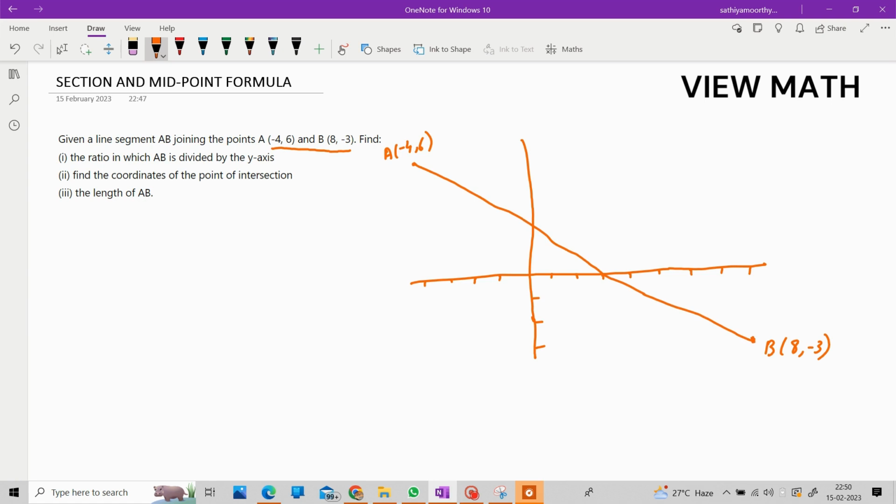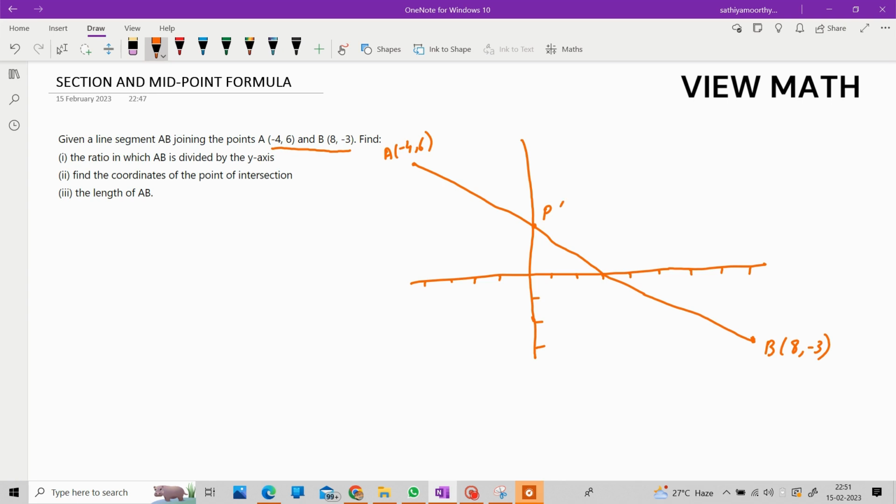Okay. So what they are saying is the ratio in which AB is divided by the y-axis. So you can see this AB is being divided by the y-axis at the point here. Let me name this as some P. They are asking us to find out the ratio AP is to PB, and then they are asking us to find out the coordinates of the point of intersection.